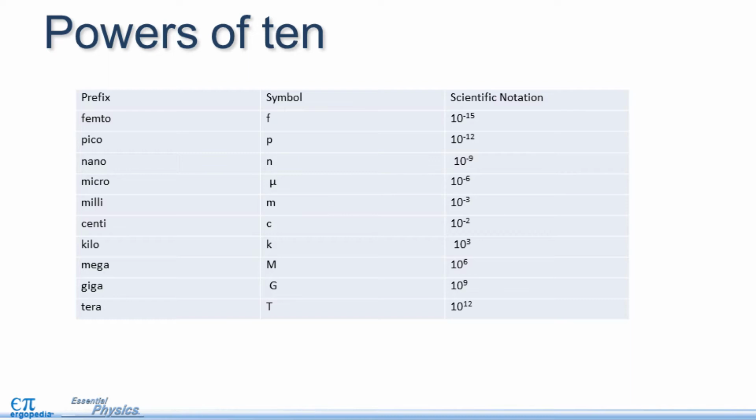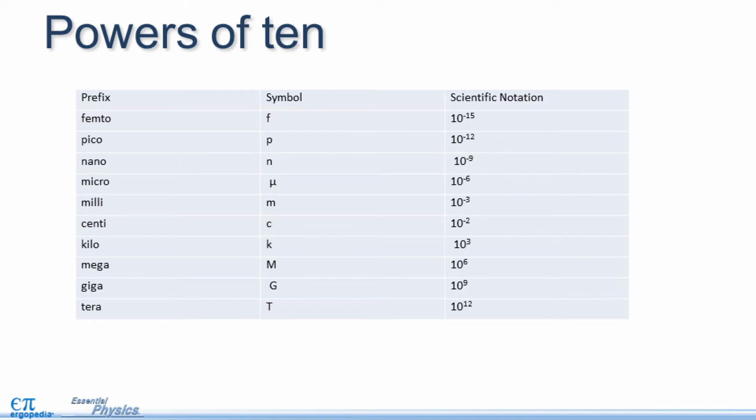Here are your powers of 10 that you need to know for this course. We start with the smallest, which is femto, and move all the way to the largest, which is tera. Notice that all of them are going by powers of 3 except for centi, which is 10 to the minus 2. So I've just memorized that centi is 10 to the minus 2 and kilo is 10 to the 3. From that, I just count by threes.